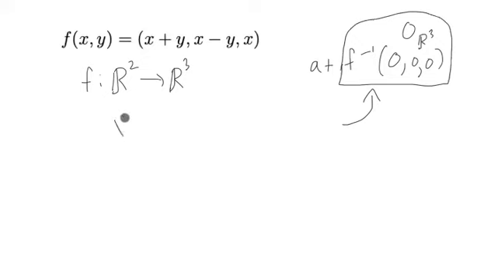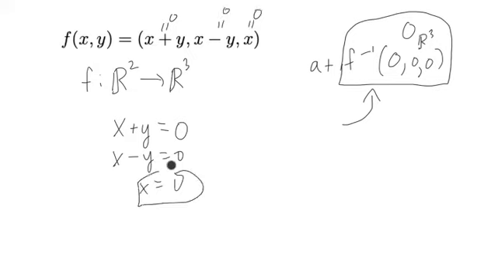So how do you find a preimage or a fiber of something? Well, we simply do this. x plus y is equal to 0, x minus y is equal to 0, x is equal to 0. We just want all these guys going to 0. And we notice that x has to be 0. Well, if x is 0, then that forces y to be 0. Oh my goodness, that means there's only one thing in it. That means this function is injective.